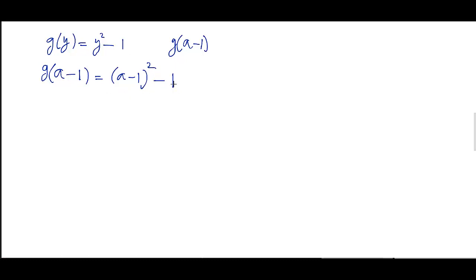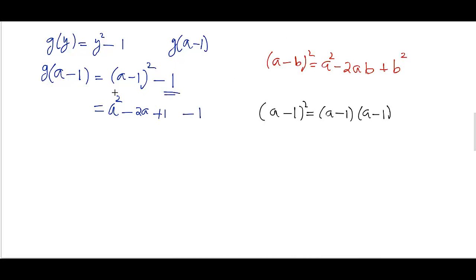Now we will simplify this. Now we will use an algebraic identity. I hope you know that. It is a square minus 2a and then plus 1. And then we use this minus 1 over here. I have applied the algebraic identity over here, and this is the algebraic identity which I have used here.